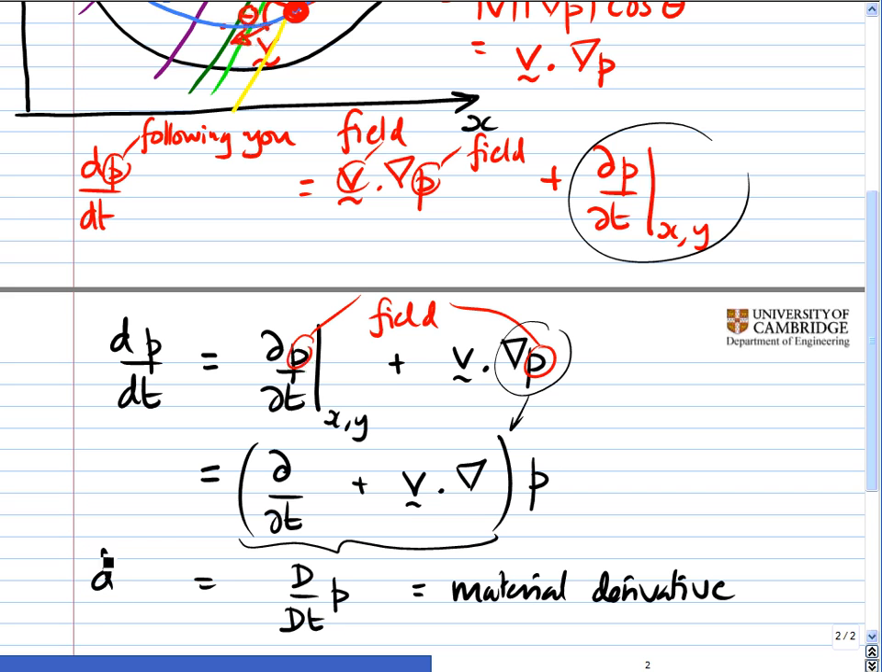Just to write the left-hand side down again, just to highlight what we've done. The two things are actually exactly the same thing, except that this is the smell following u, and this p here is the smell field. So it shows how we get from an expression for the field p to an expression following a blob or following u.